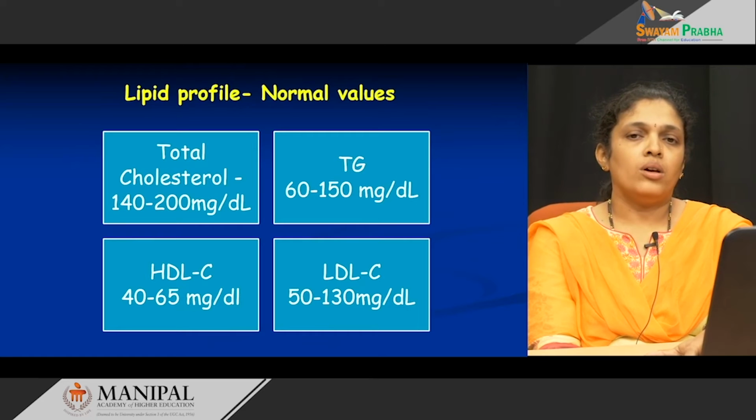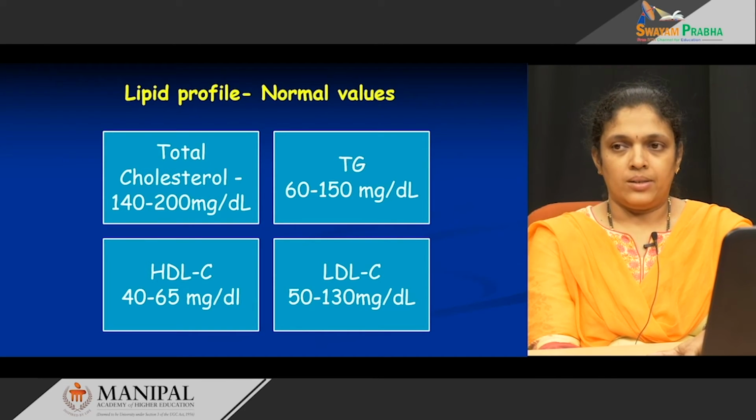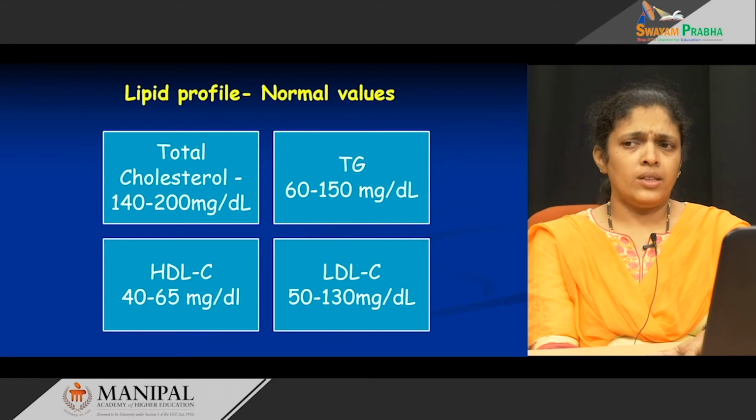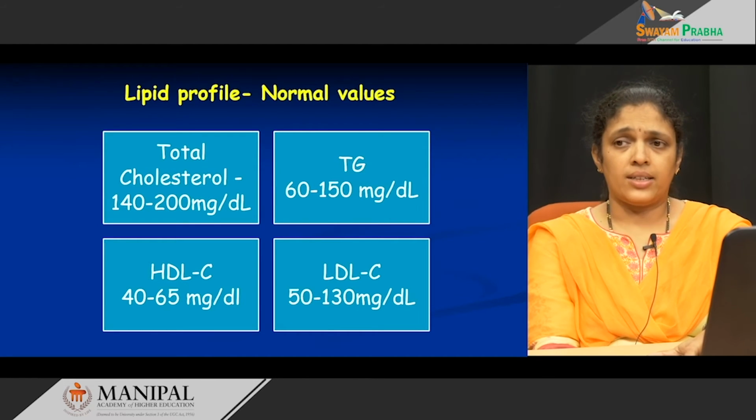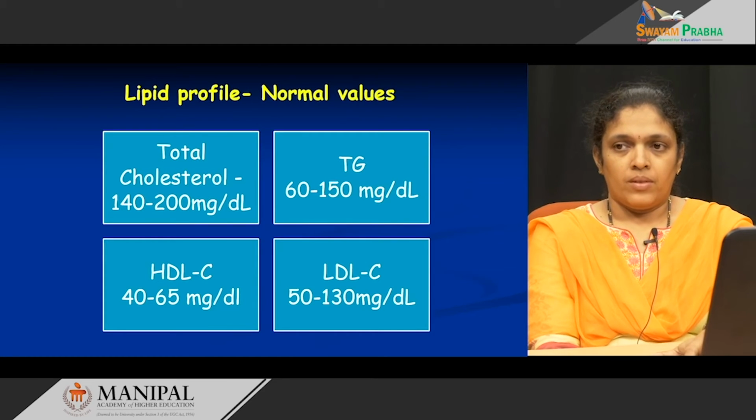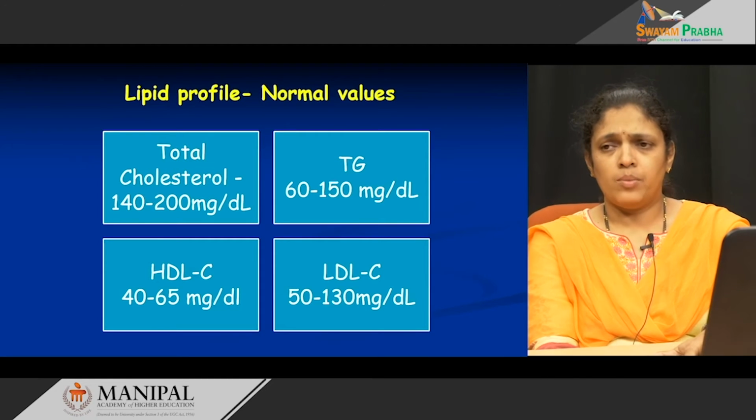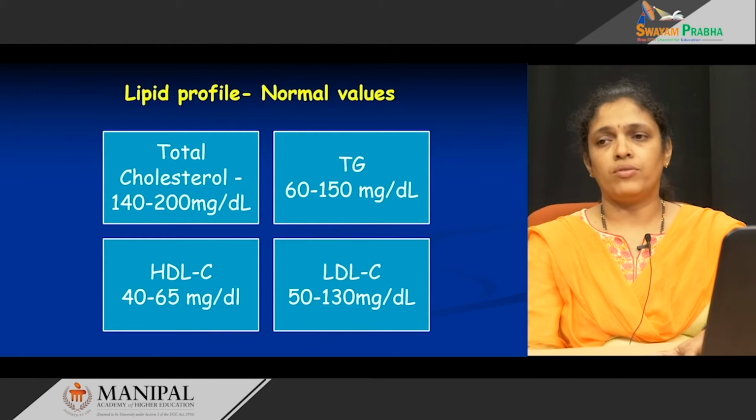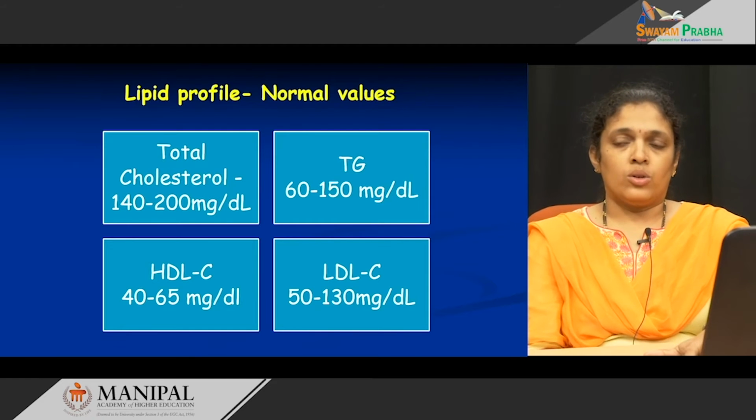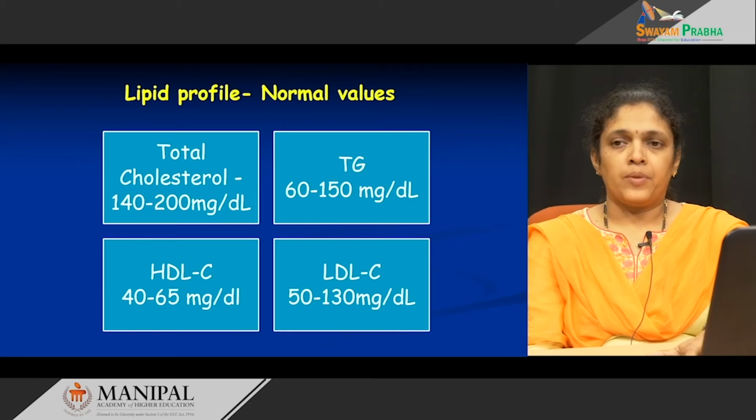Now, if you look at the normal levels of these lipids in the blood, the total cholesterol should be around 140 to 200 milligrams per deciliter. TG stands for triglyceride, and it should be below 150 milligrams per deciliter. The lower range for this is 60 milligrams per deciliter, and the maximum an individual could have is 150 milligrams per deciliter. So, the expected amount should be around 60 to 150 milligrams per deciliter. That is triacylglycerol or triglyceride.